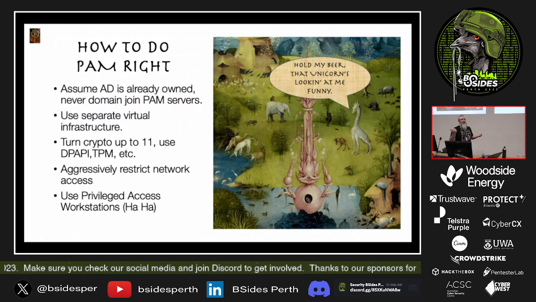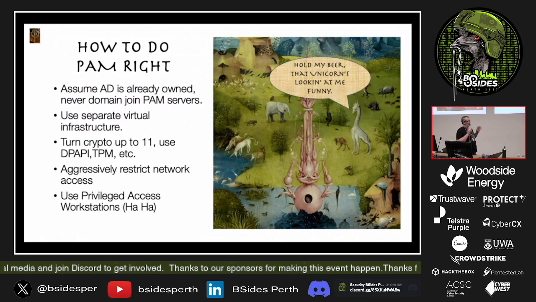Whatever cryptographic options they give you to turn up, turn the knob as far to the right as you can. If they let you use DPAPI, use it. If they let you use a TPM, use it. Just turn the knob as hard as you can.